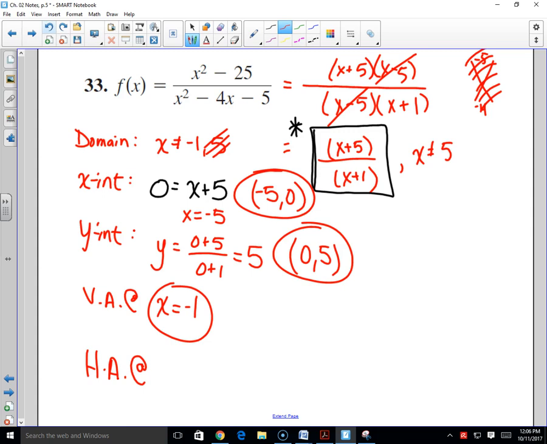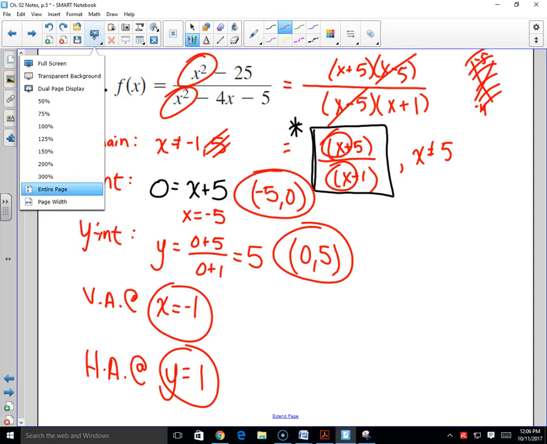You can do it here or here. Top wins, bottom wins, or tie? Tie. And whether you take the leading terms from the original or from the simplified, either way, what ratio do you get? It's still 1. It's just going to be a 1. So y equals 1.